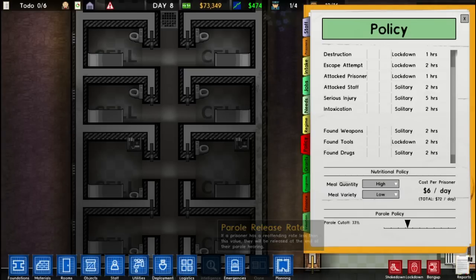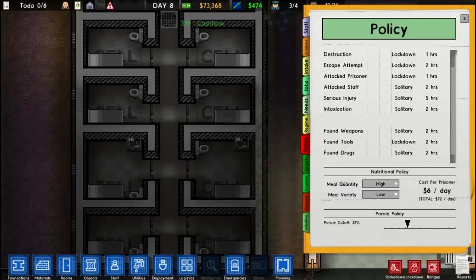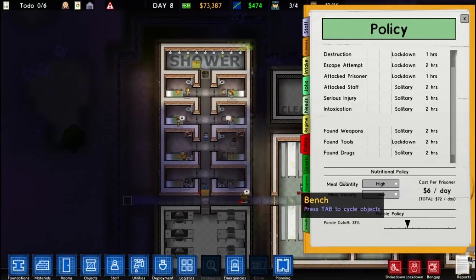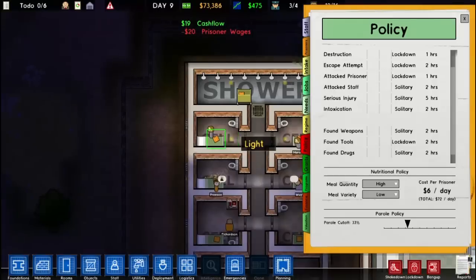Now, parole is what happens when the prisoner is halfway or 3/4 through their sentence. So let's say they commit a crime and they're in jail. They've been sentenced to a year in jail. Well, at 6 months in jail, they'll have an opportunity for parole, which means they can get out early. So let's look at a prisoner and see what affects their parole chance.